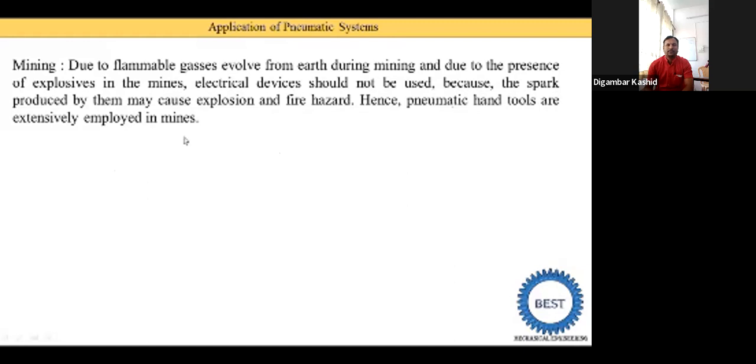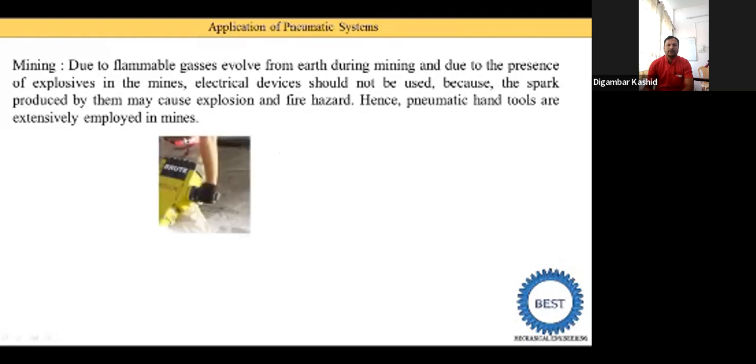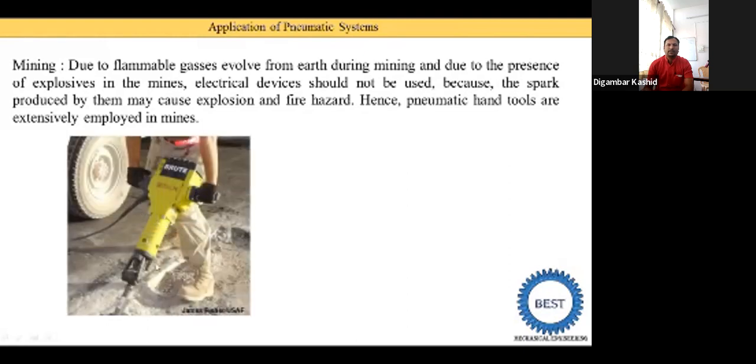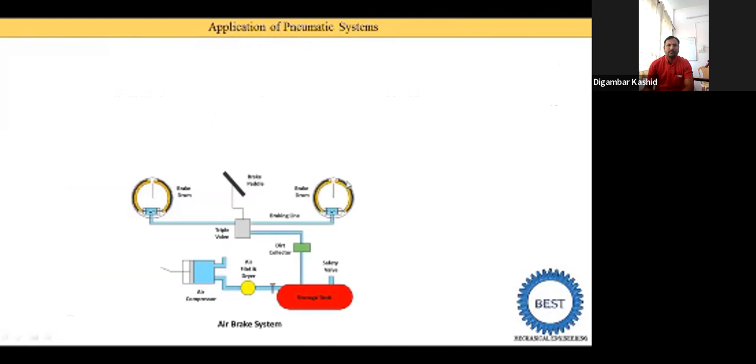Someone may ask that in a pneumatic system we also use a compressor, and to run the compressor we require electric motors. But we put these electric motors and compressors outside the mine, and only compressed air is supplied inside the mines where the cavities are created. So they avoid the fire hazards. You see there are various tools of this type, and some explosives are used.